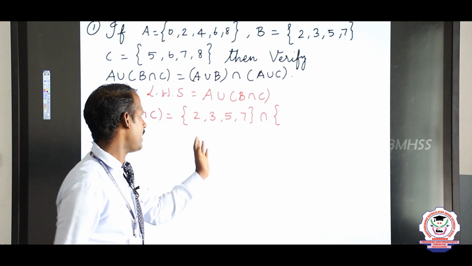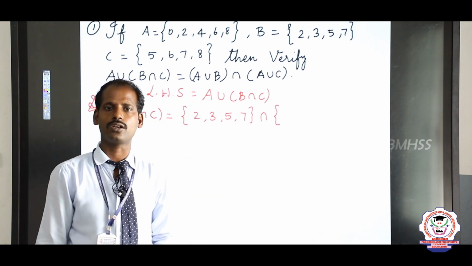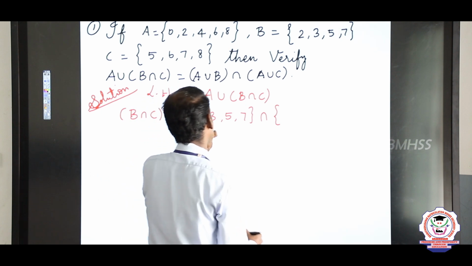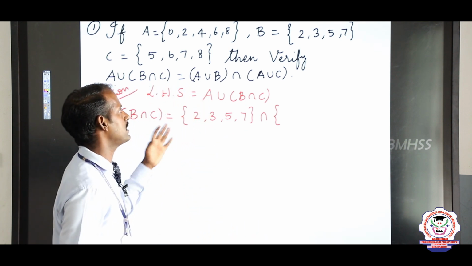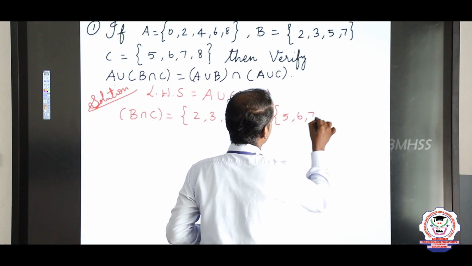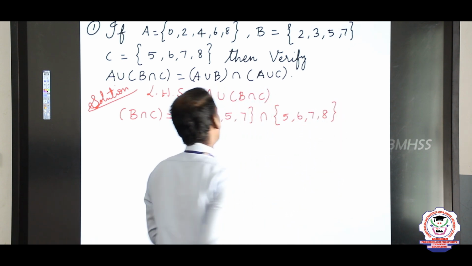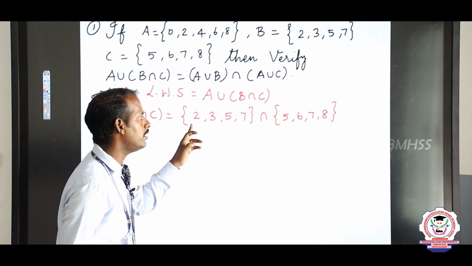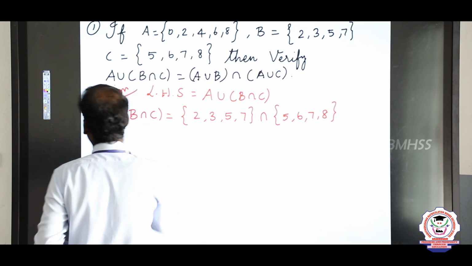The common elements of sets A and B are called the intersection. Here the B set is 2, 3, 5, 7 and the C set is 5, 6, 7, 8. Then what are the common elements? Here 5 is a common element.